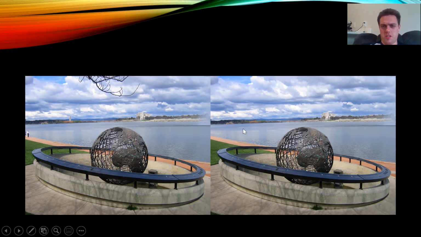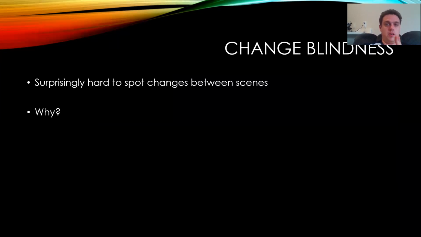I can't tell if the picture's just cut off or not. But the people disappear. The branch disappears. Also, this building over here also disappears. And people find it remarkably hard to spot those kinds of changes, stuff you would assume would be obvious. So take a second and think about why this might be. Why is it so hard to spot changes in our environment?